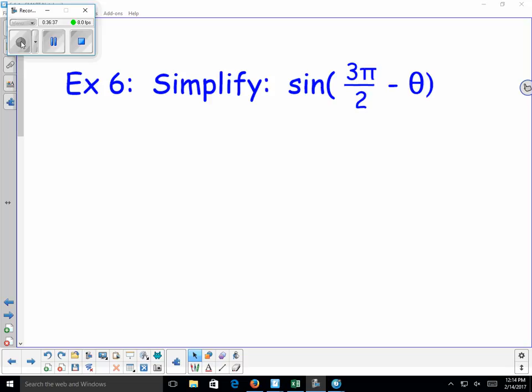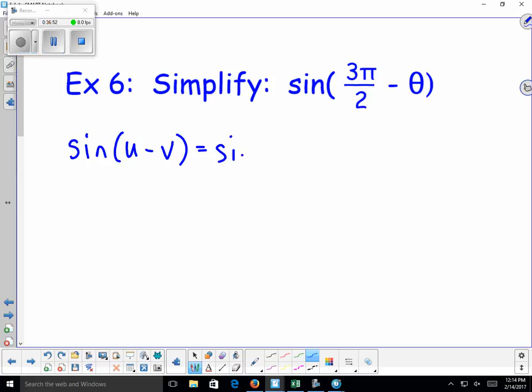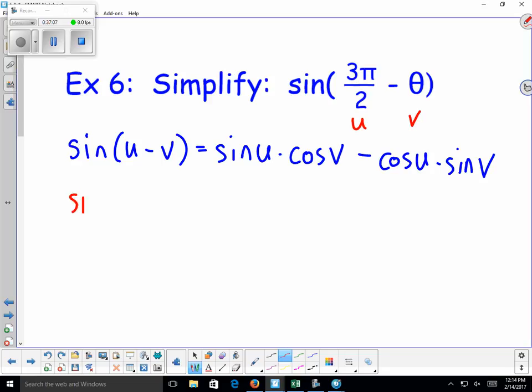Okay. All right, who's going to talk me through this? What did you get? Augie? Negative cosine theta. All right, how did you do that? So I set up the sine of u minus v. So the u obviously was 3 pi over 2, and the v was theta. All right, do I have my formula right? Yes. So you plugged in 3 pi over 2 for u and theta for v. Yep. So that means that the sine of 3 pi over 2 minus theta is equal to sine of what?